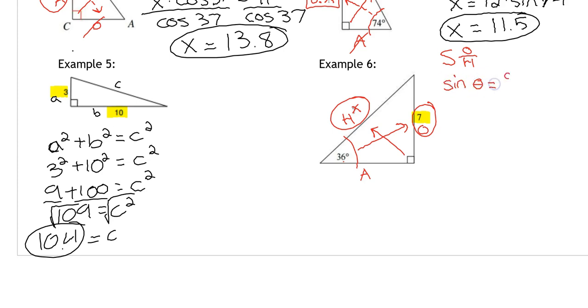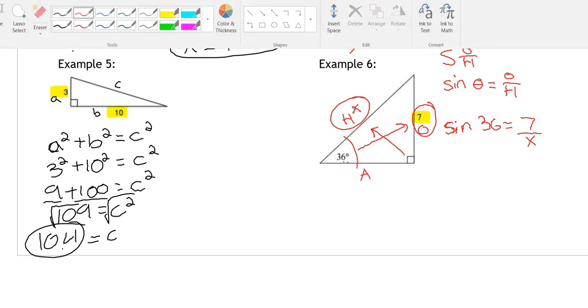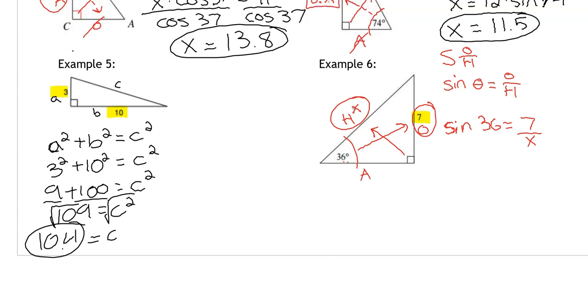So sine of theta equals opposite over hypotenuse. My angle is 36. Sine of 36 equals opposite is 7 over hypotenuse, which is x. And like our other problems, once we have our equation set up, we just put the trig ratio over 1 and cross multiply. So I have x times the sine of 36 equals 7 times 1, which is 7.